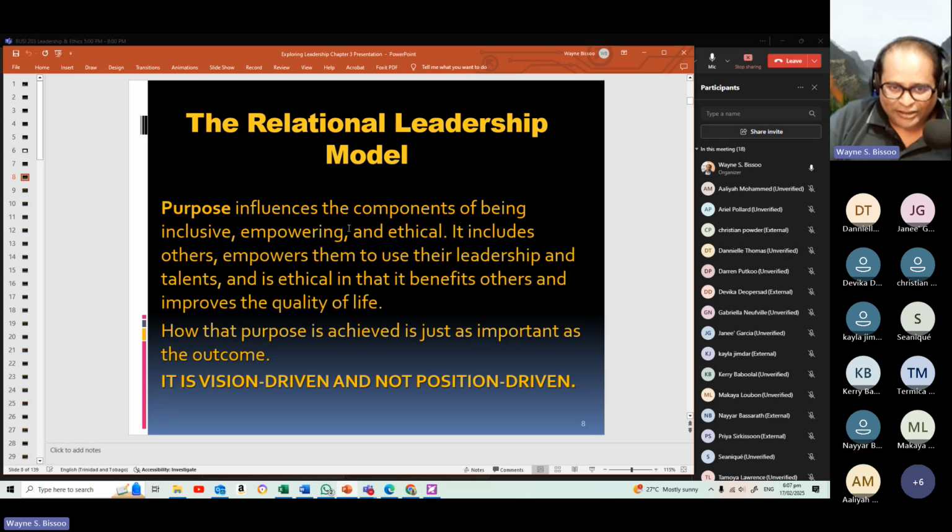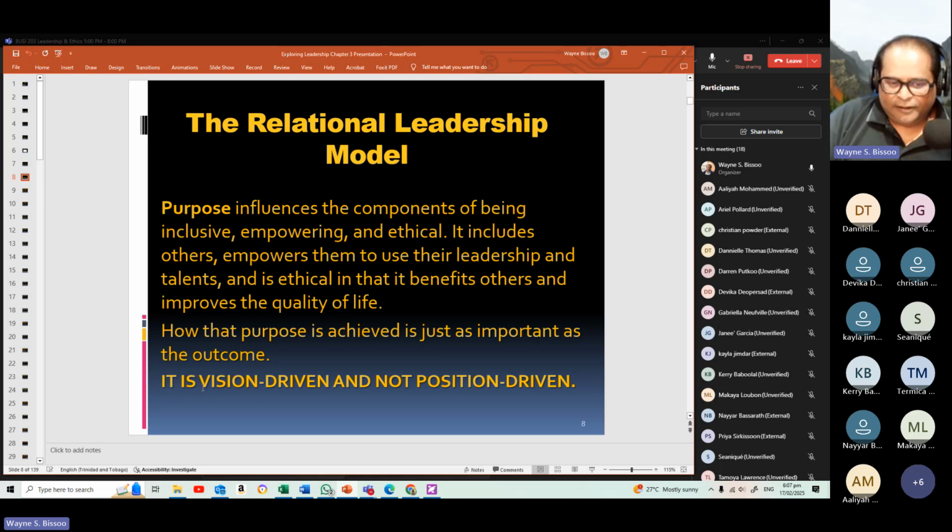So here in the relational leadership model, it's saying purpose will influence the components of being inclusive, empowering, and ethical. It includes others, empowers them to use their leadership and talents, and is ethical in that it benefits others and improves the quality of life generally. That purpose, how do we arrive at it? In your case, you are arriving at your goals and visions based upon your own personal wants, needs and desires.